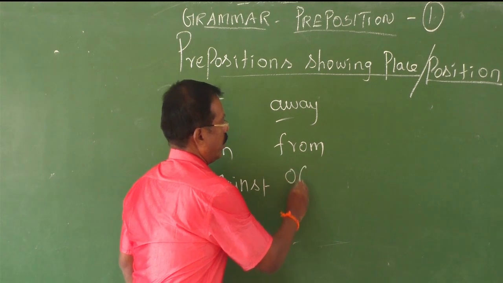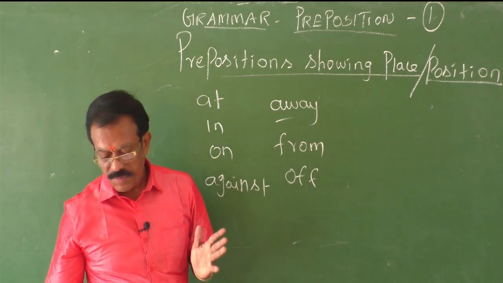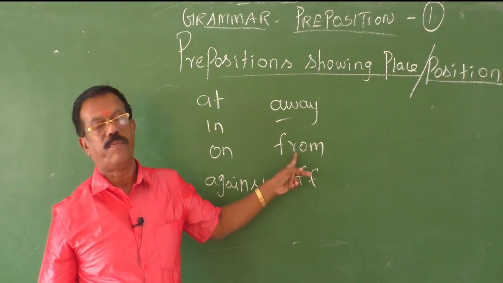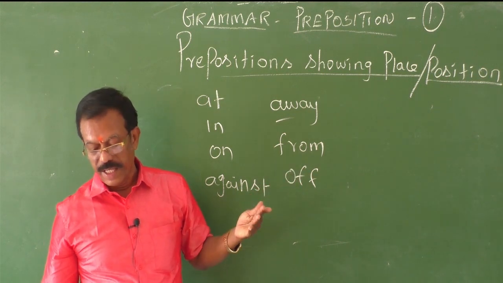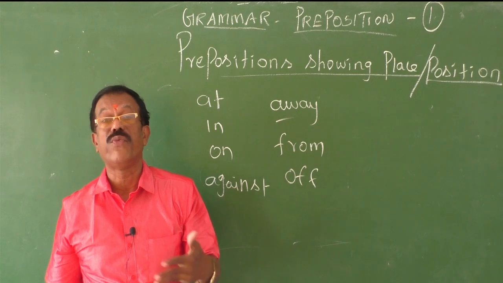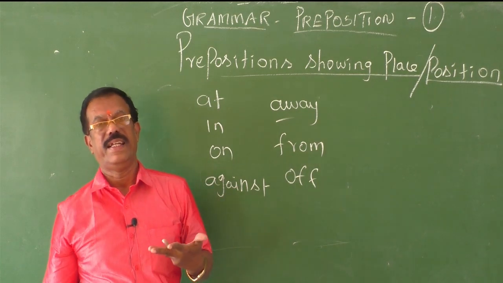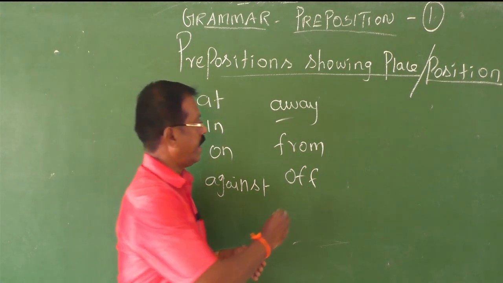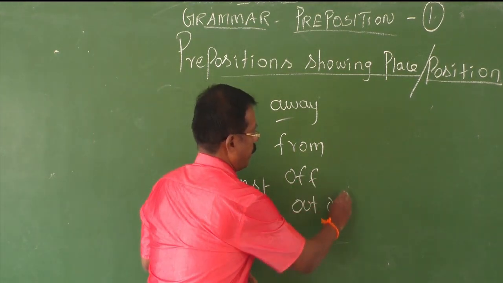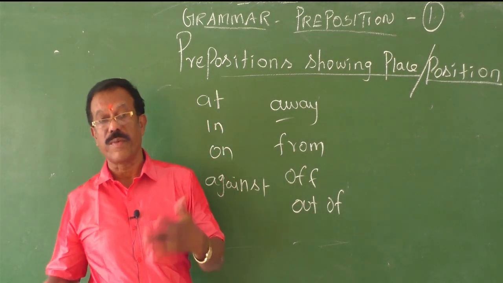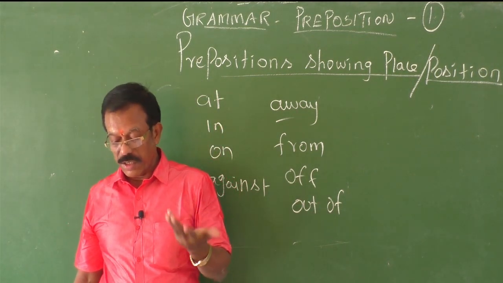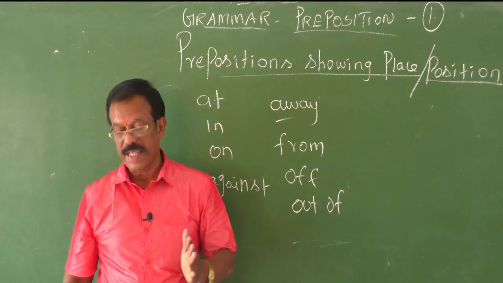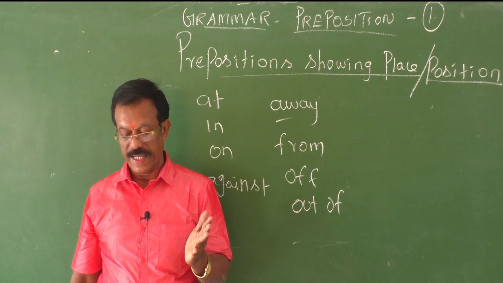Then off. It shows away from. He fell off from his bicycle. Then out of. This also shows from. He got out of the car at the Palace Theatre.